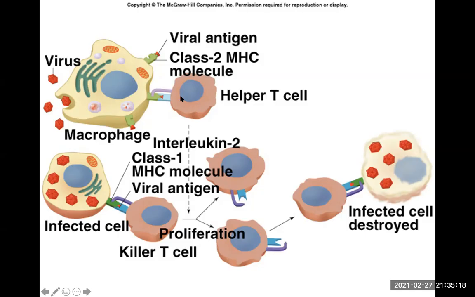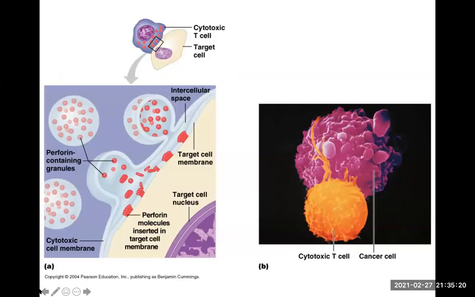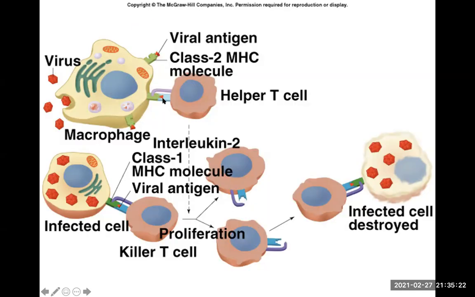The helper T cells are going to bind to the MHC2 and use the T cell receptor and the CD4. And again, the helper T cells release interferon gamma to activate macrophages, interleukins, which then activate the lymphocytes, and what we call colony stimulating factors to help enhance leukocyte production.